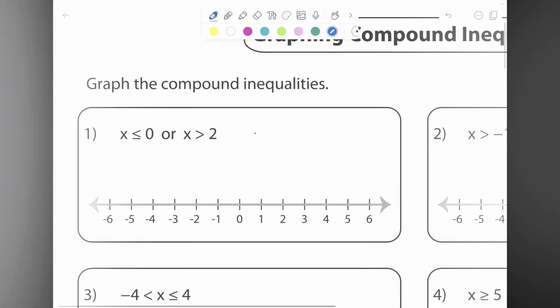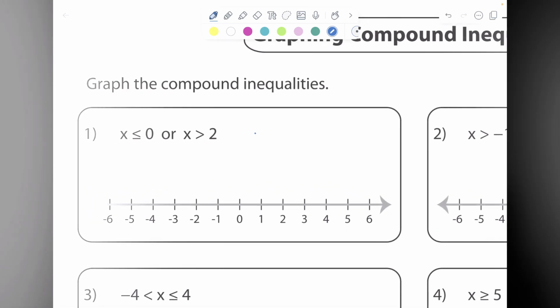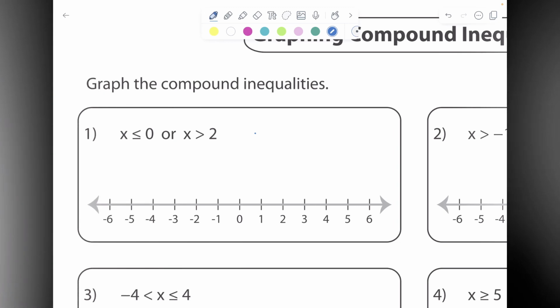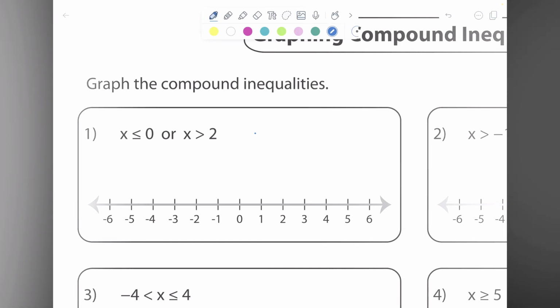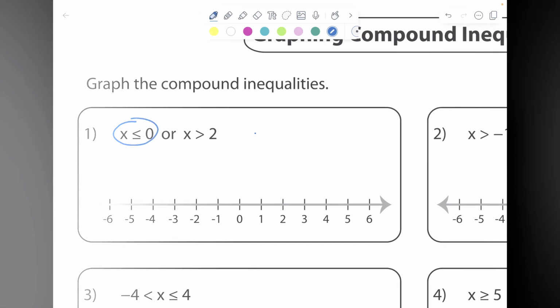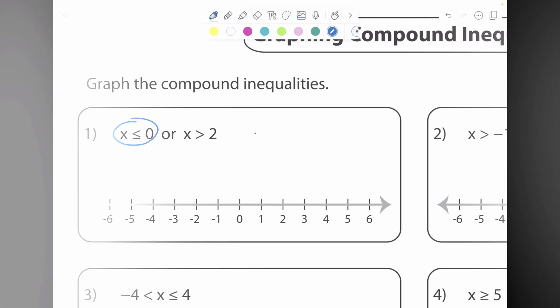So first, I'm going to look at the OR statement here. As you see, we've got x is less than or equal to 0, or x is greater than 2. So for an OR statement, I'm going to draw both the statements separately off of the grid, and I'm going to use blue for x is less than or equal to 0, and then I'm going to use a different color for the other one.